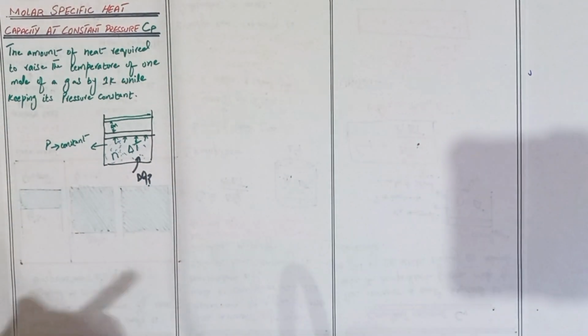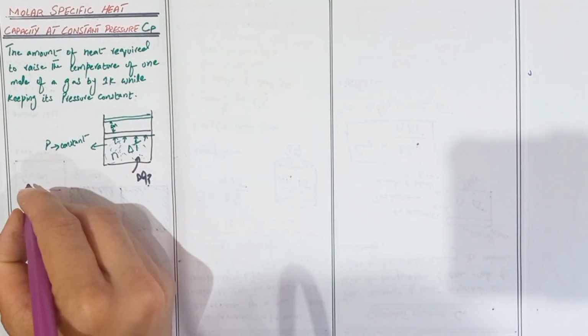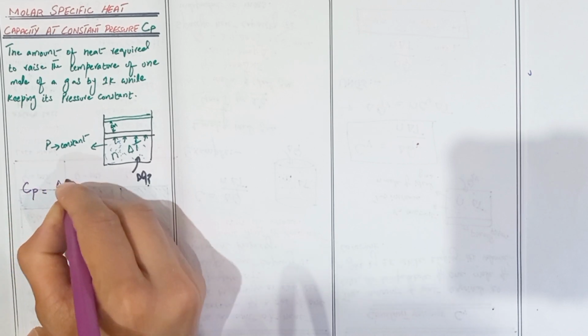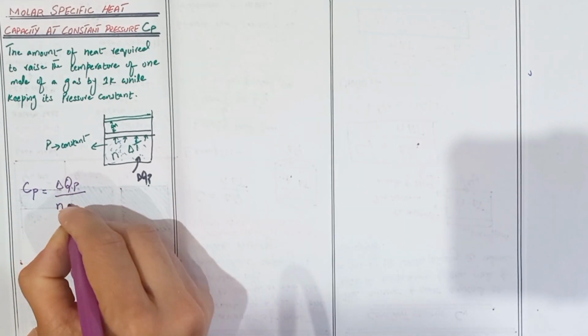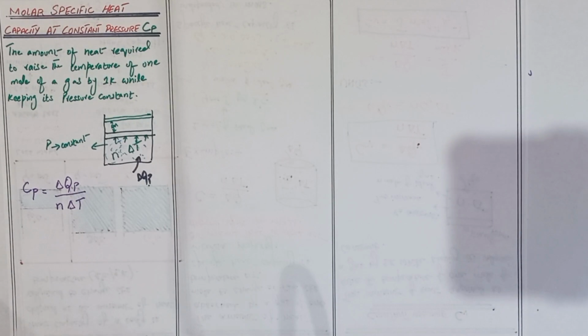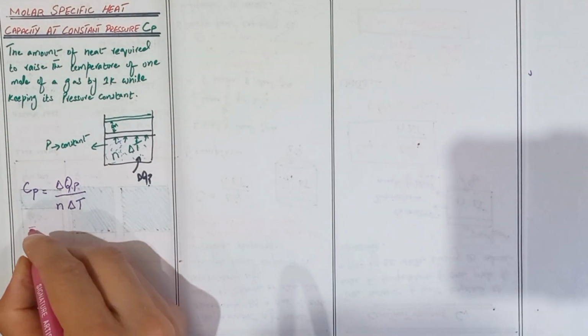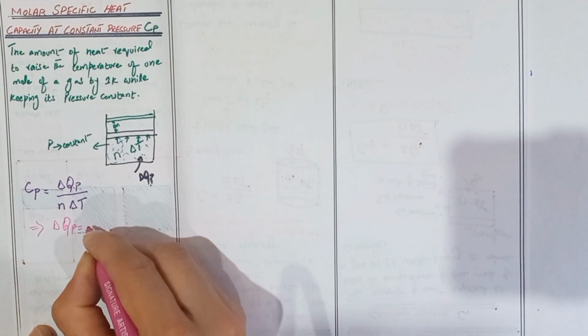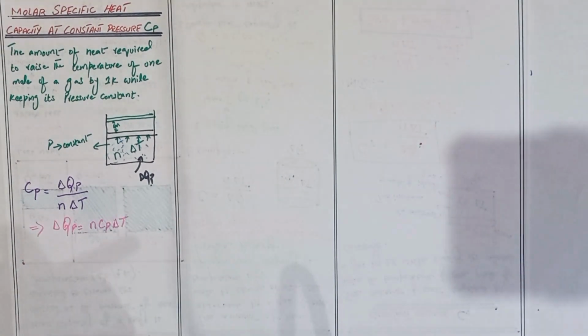So here we write the formula for molar specific heat at constant pressure, that is represented by Cp. The amount of heat delta Qp is given to n moles of an ideal gas to raise the temperature by delta T. We can write it as delta Qp is equal to n Cp delta T.